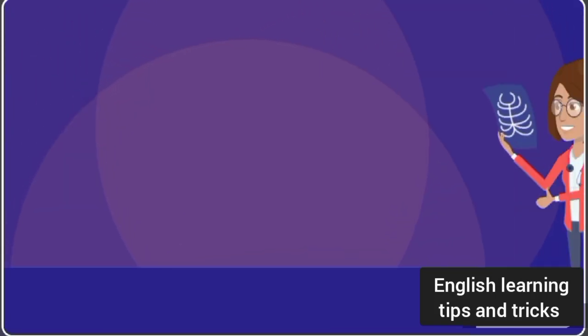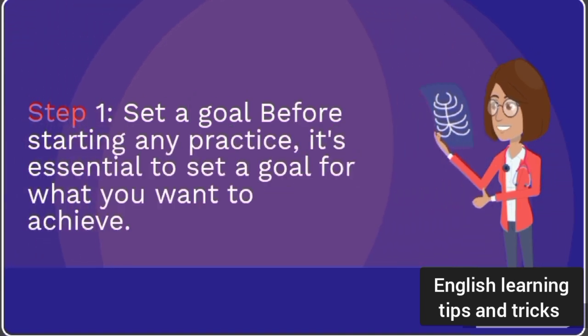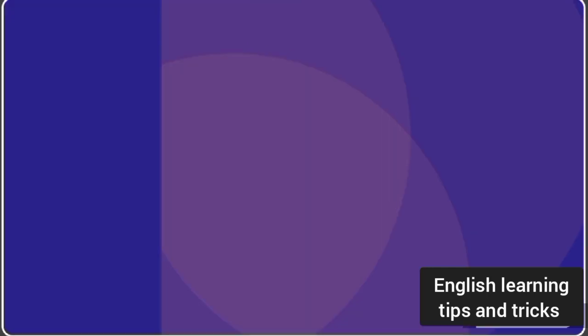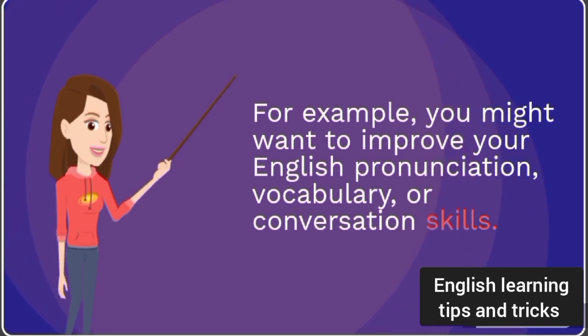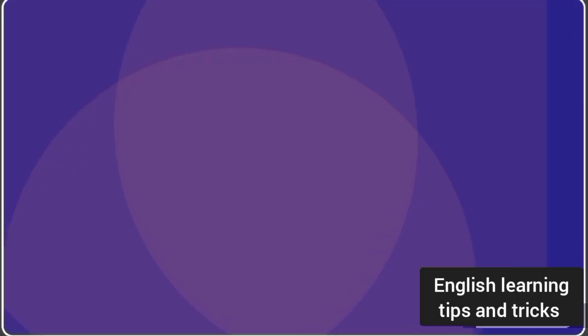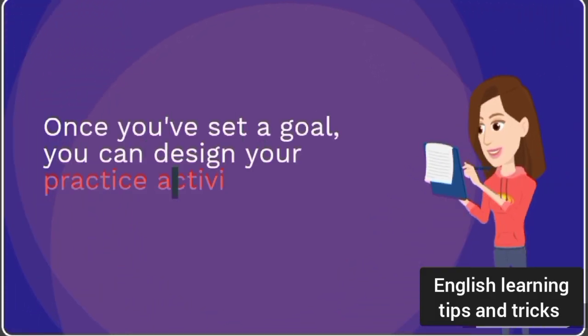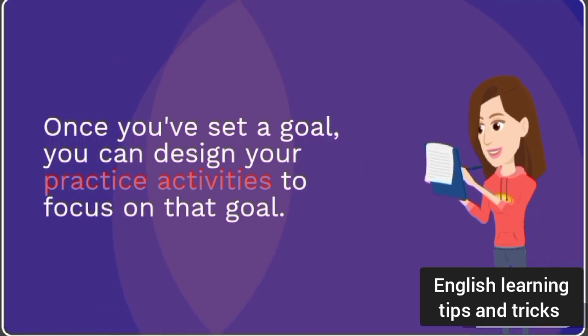Step 1. Set a goal before starting any practice. It's essential to set a goal for what you want to achieve. For example, you might want to improve your English pronunciation, vocabulary, or conversation skills. Once you've set a goal, you can design your practice activities to focus on that goal.